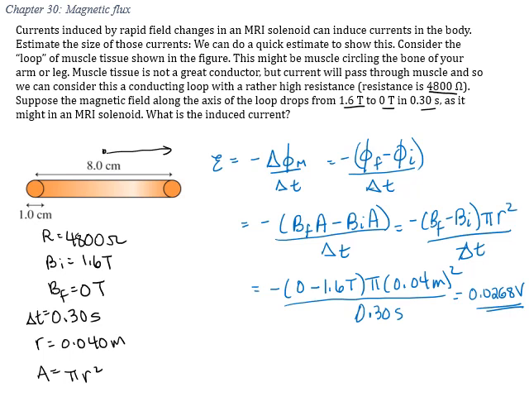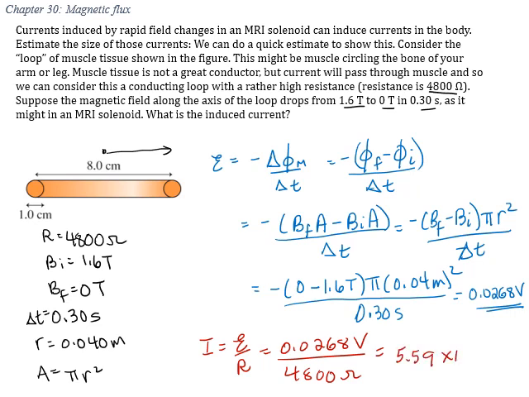To find our current, let's use Ohm's law. Ohm's law says that V equals IR. So I is the potential, the induced potential, epsilon, divided by the resistance. And we get a current of 5.59 times 10 to the minus 6 amps. So that is indeed a very small current induced in your body when you get an MRI.